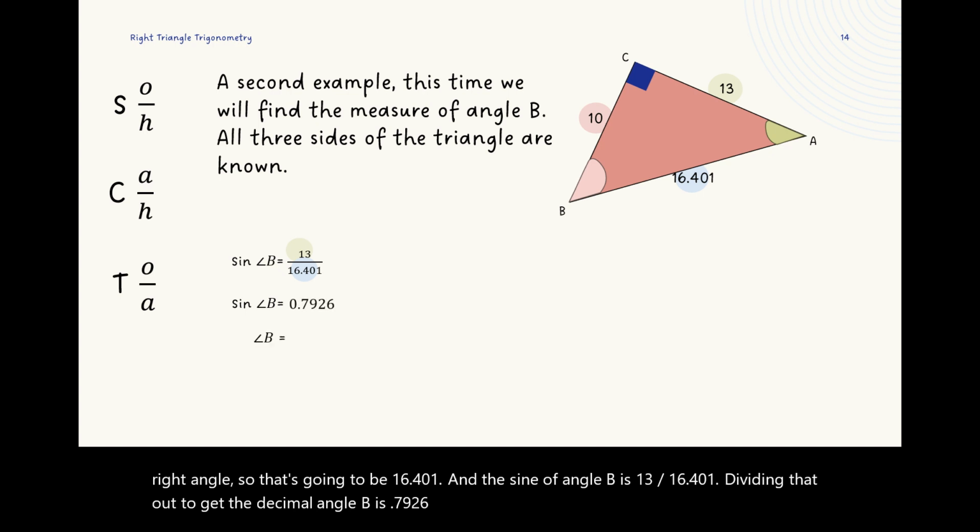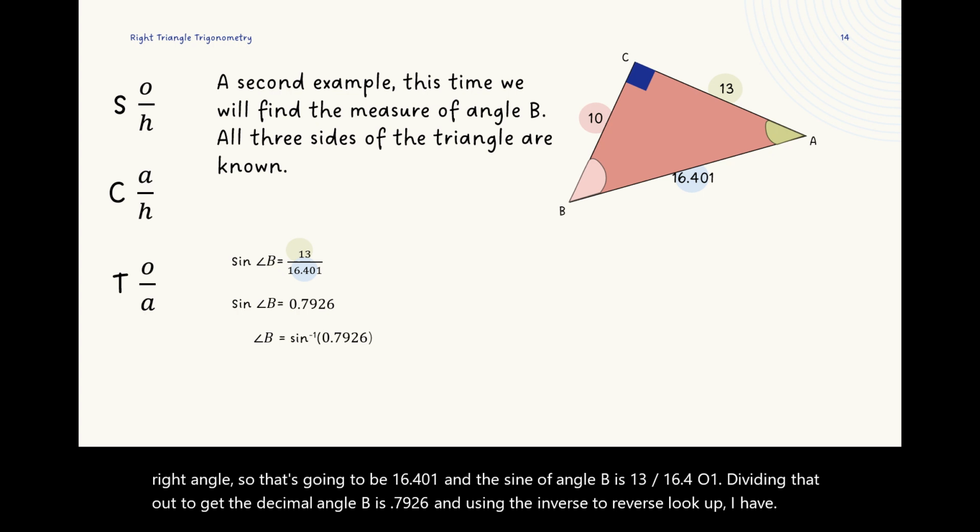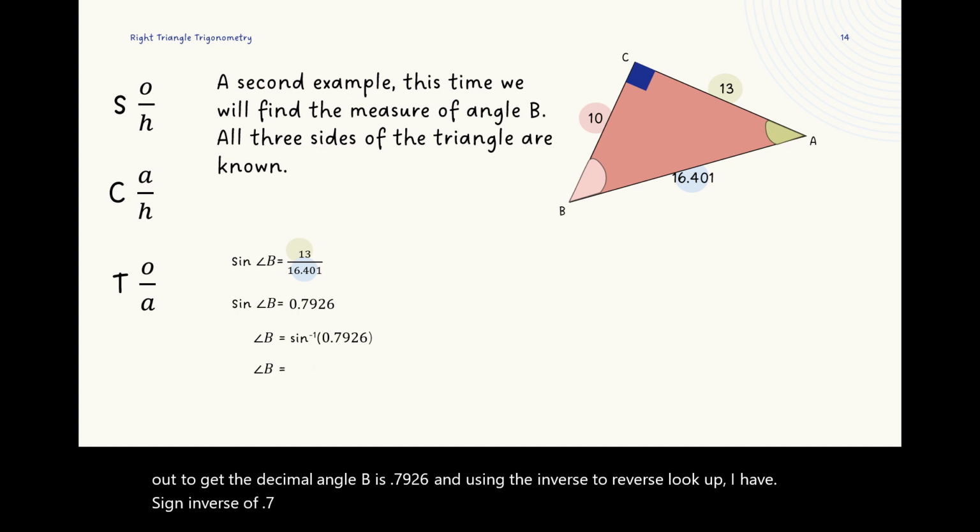Dividing that out to get the decimal, the sine of angle B is 0.7926, and using the inverse to reverse look up, I have sine inverse of 0.7926, which is 52.4 degrees.